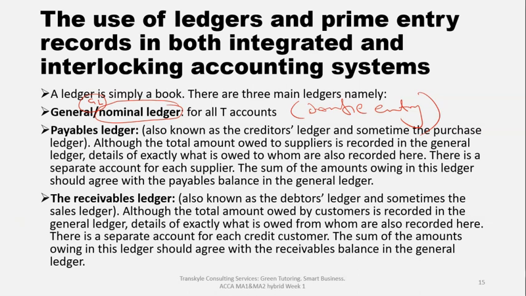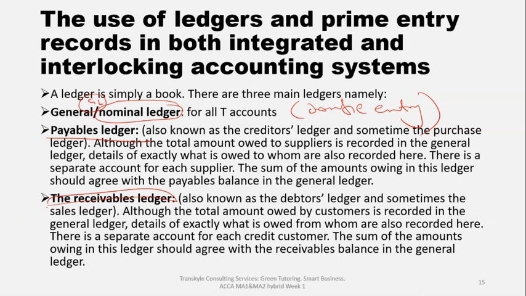Then there are what are called memoranda books or memoranda records. These are usually two: the payables ledger and the receivables ledger. Payables ledger is for purchases, credit purchases, or creditors. It is sometimes called creditors ledger or purchases ledger. You need to be comfortable with this. The receivables ledger is also known as debtors ledger or sometimes called sales ledger. They are memoranda records, memoranda accounts. There's no double entry that is happening.